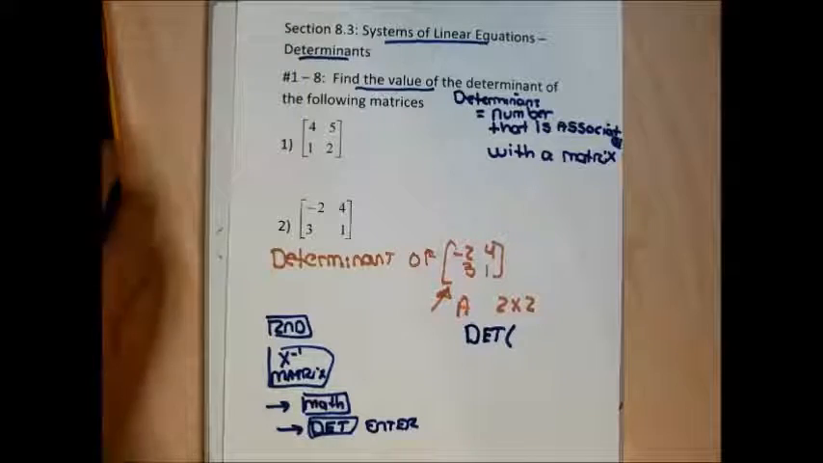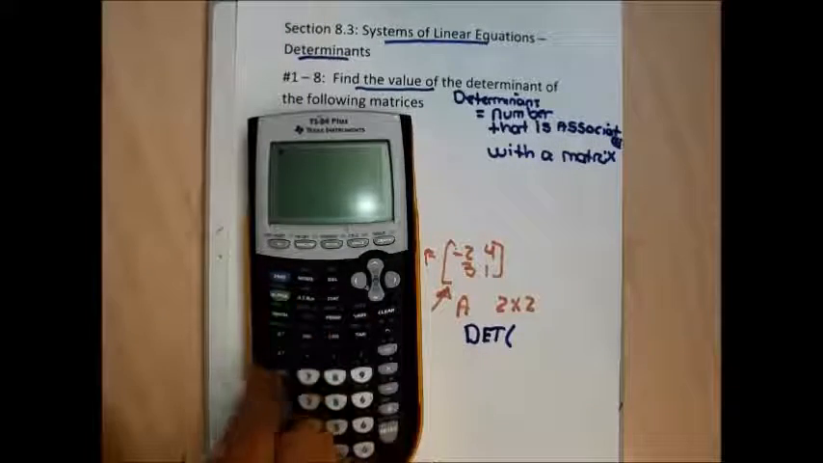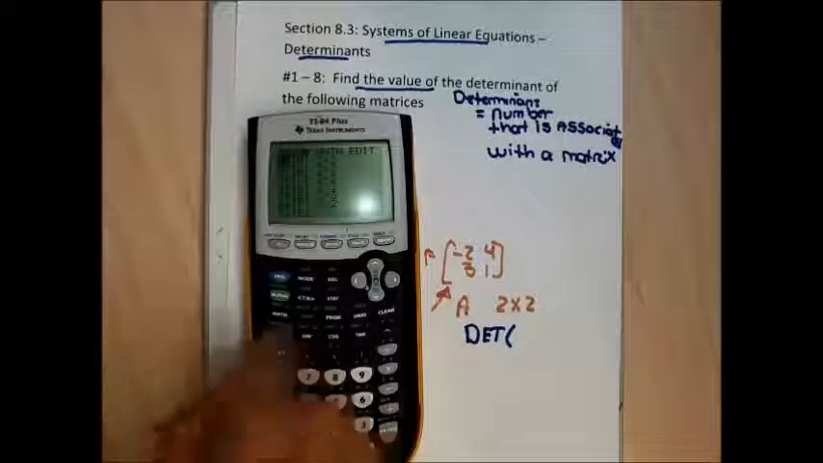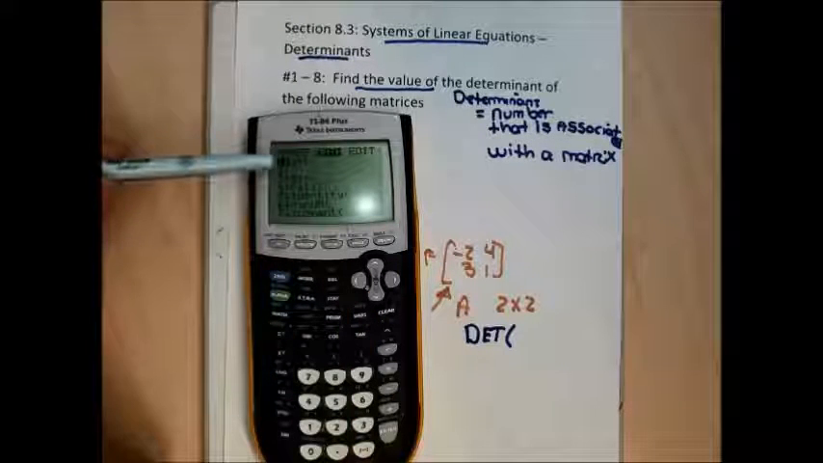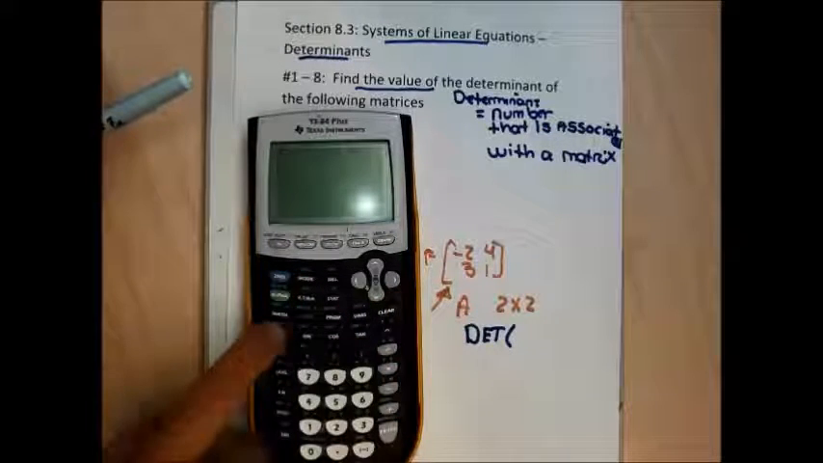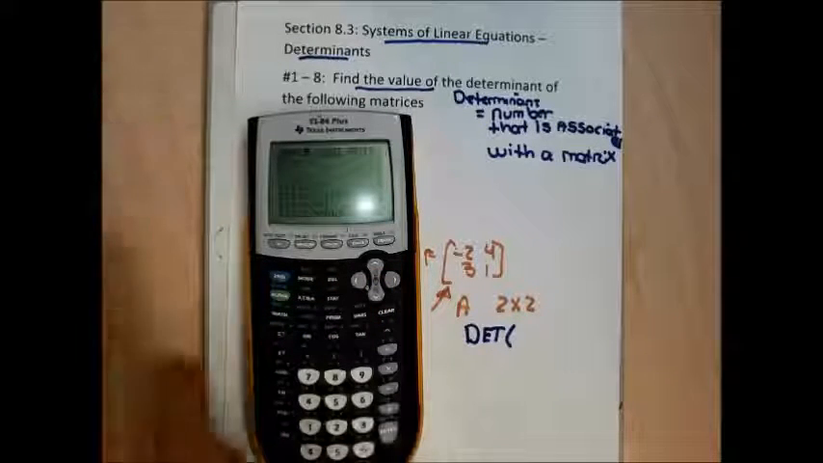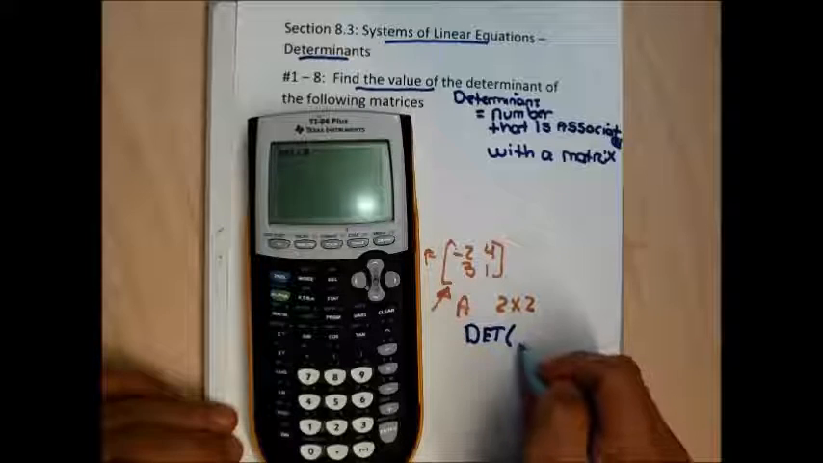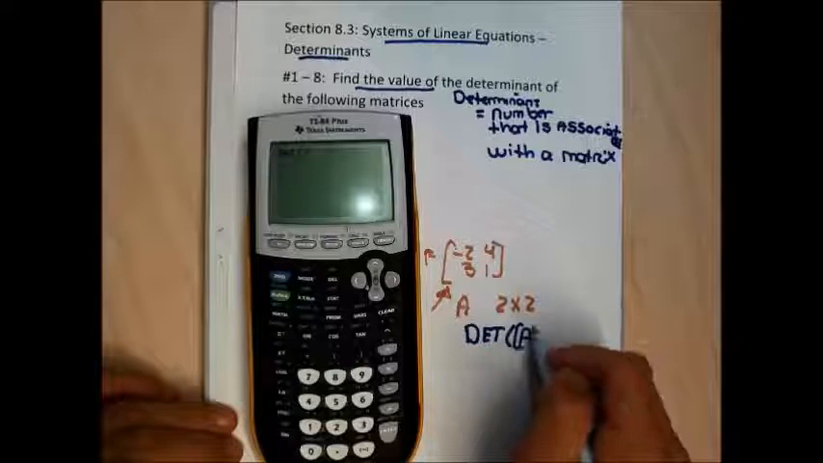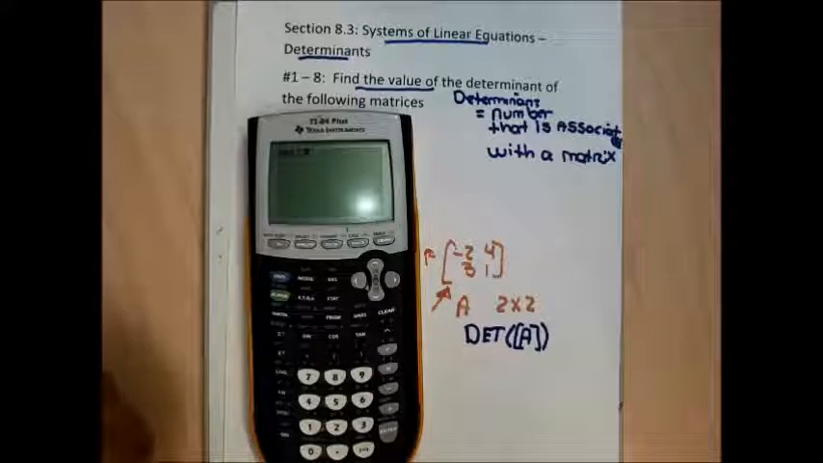So let me get to there. Second and the X inverse matrix key, arrow over to math, and I'm right on DET with a small d as opposed to a big T, and I hit enter. So that's exactly what I'm going to do. Second, matrix, arrow over to math, hit enter, and now I need to get this to say DET A, just like I got the calculator to do RREF A.